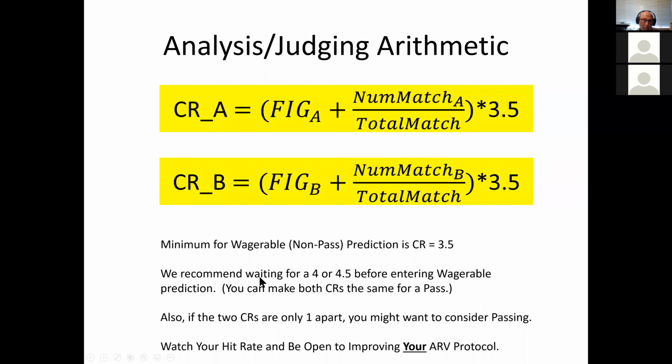I actually more and more am recommending waiting until you get a 4 or 4.5. And you can always turn these things into passes. Let's say you had a 3.5 and a 3. You could turn them both into 3.5s. That would give you a pass. By both, I mean the confidence rankings on that judging scale. Also, if the confidence rankings are only 1 apart, in other words, you got a lot of good information from both, almost like your sub was looking at both, you might consider passing. Turn the two numbers into the same. If you got a 4 and a 5, you might do that.